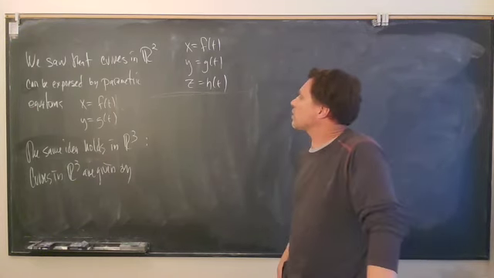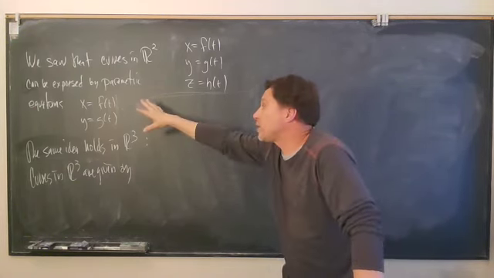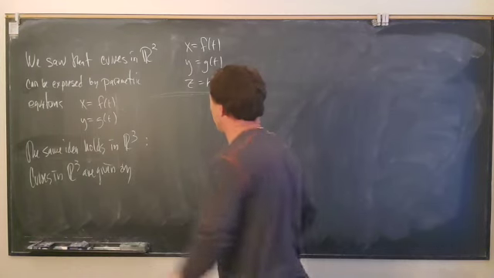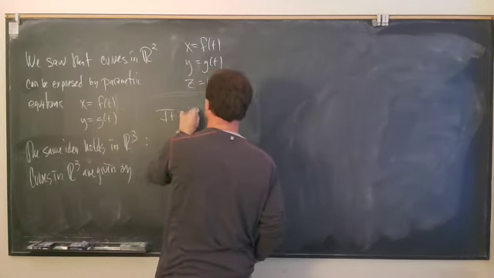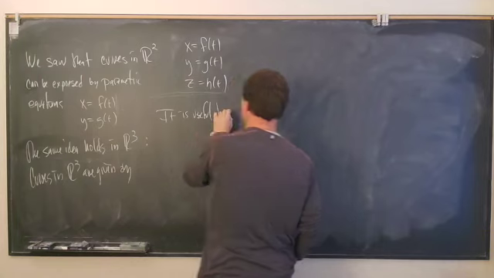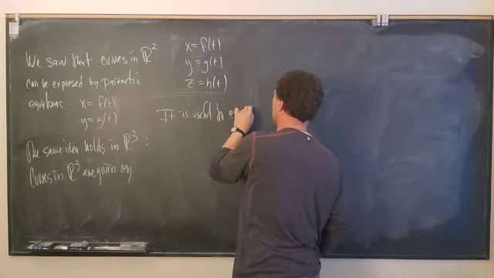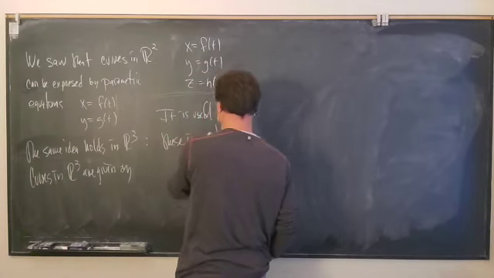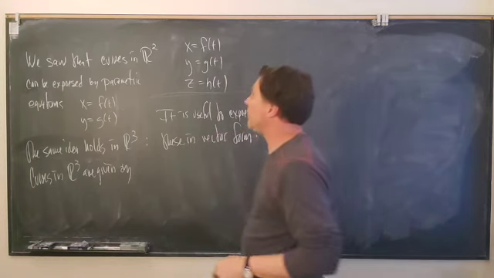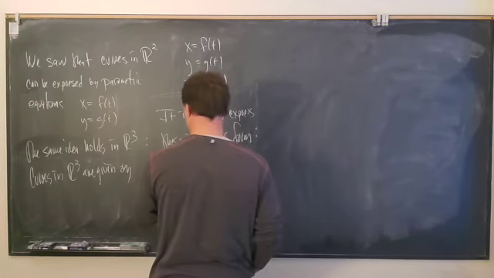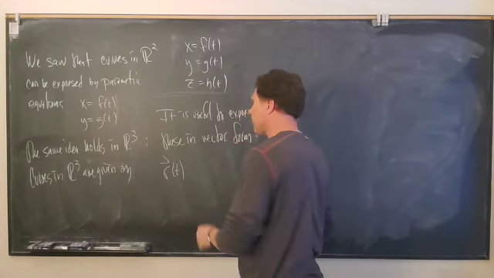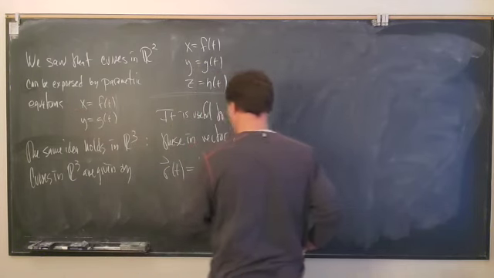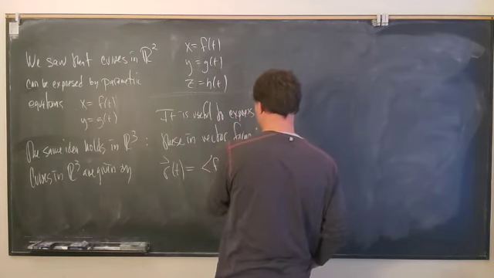Now, it's actually useful to rewrite it, in both dimension 2 and dimension 3, in vector form. In the two-dimensional case, we would have r of t equal to, and what we'll do is put the x coordinate, the f of t, in the first spot, and the g of t in the second spot.